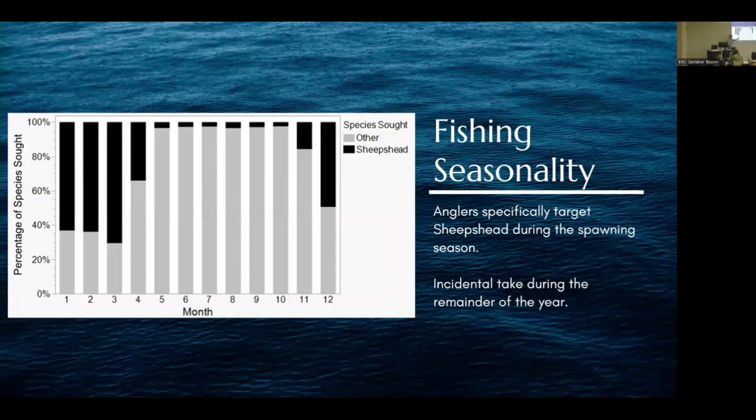You can see during the warmer months, May through October, the vast majority of people that brought in a sheepshead were not fishing for a sheepshead. They were targeting something else, and the sheepshead was incidentally caught, and they just kept it and took it home. That trend flips during the spawning season. So again, peaking in March, the people that brought back sheepshead were directly fishing for sheepshead, and that's what they got. So it seems to be a targeted fishery during the spawning season, and then just kind of incidental take throughout the rest of the year.